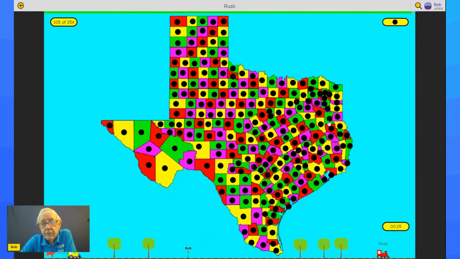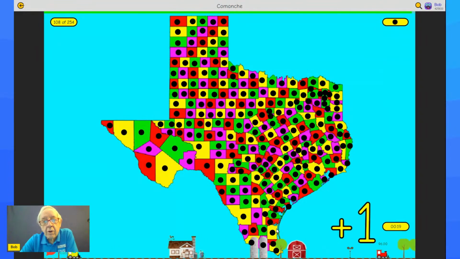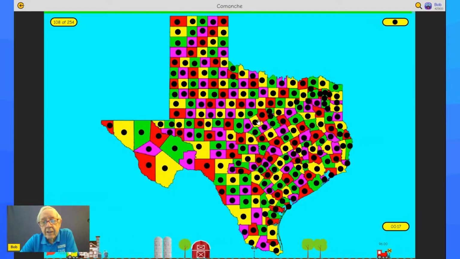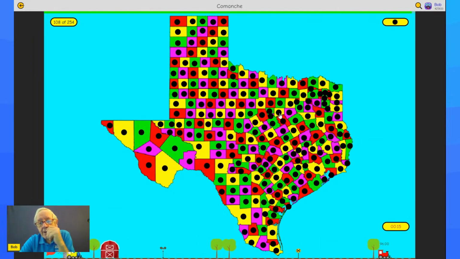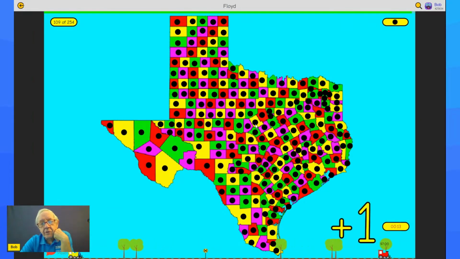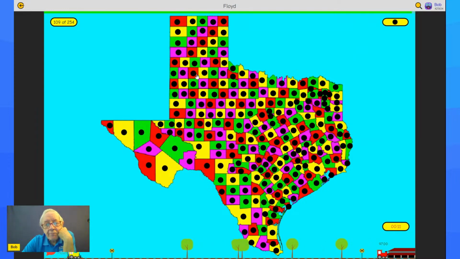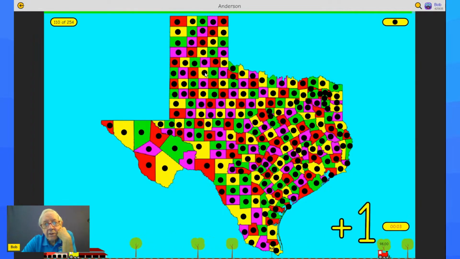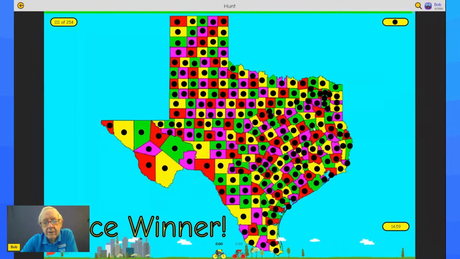This is Rusk. This is Brewster. Kennedy, Kenedy with one N. Comanche would be, this is Johnson. I think this is Comanche. Floyd and Ford are both at the same latitude, or what do you call it, longitude. That and Anderson. First one alphabetically, Anderson.